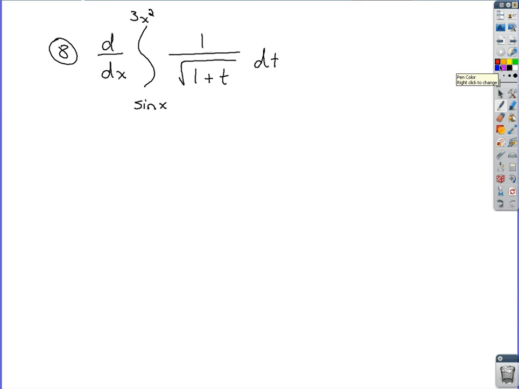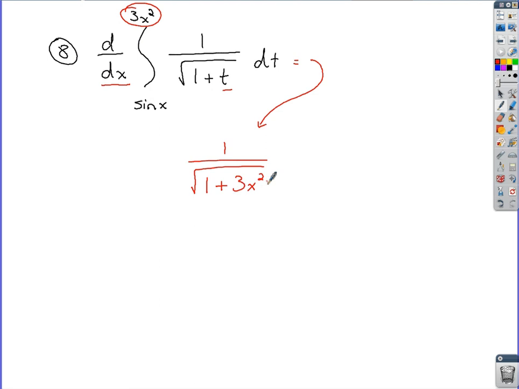Number 8 is the same kind of problem because you've got this d dx in front again. So applying the second fundamental theorem, start with the 3x squared. Plug into the function for any t's that you see. You've got the t in the denominator, so you get 1 over the square root of 1 plus t, where t gets replaced with 3x squared. Now take the derivative of the 3x squared and attach that on. We're multiplying a 6x on. We're subtracting.